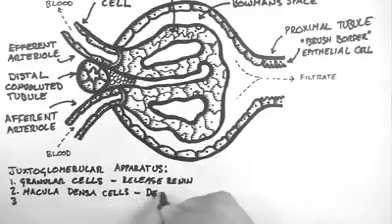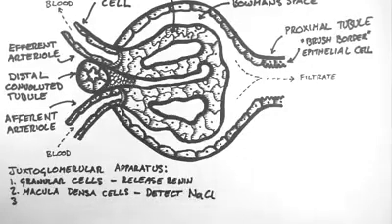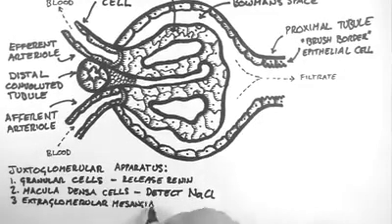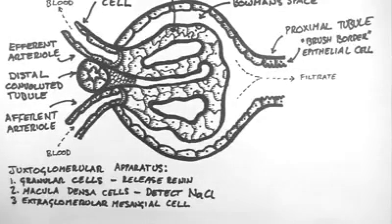The second type of cell is the macula densa cell. This is a cell that detects how much sodium chloride is passing through the distal convoluted tubule and sends a signal to the granular cells to release renin. There are also these extraglomerular mesangial cells, but the function of these is contentious.